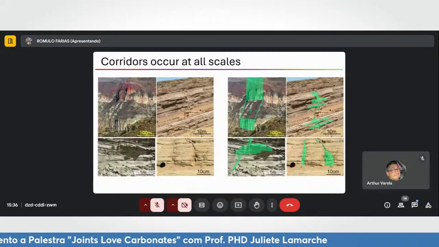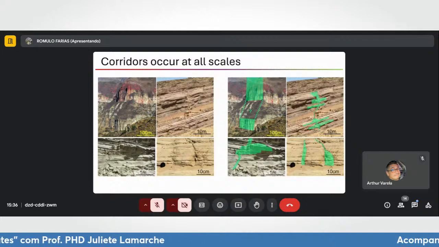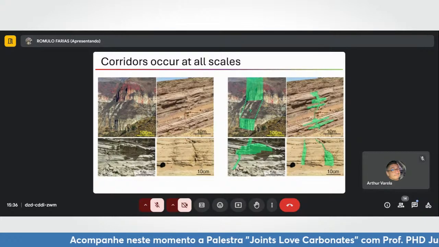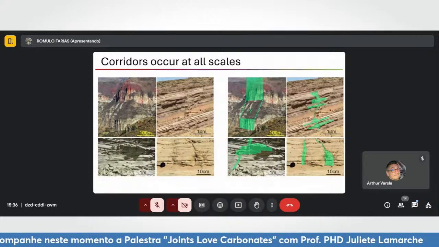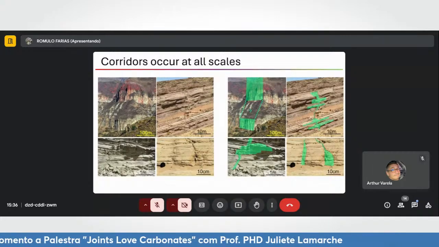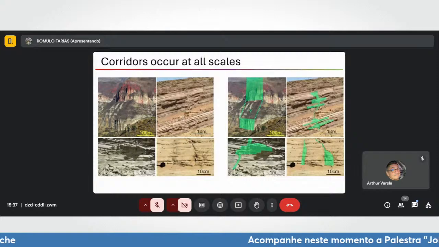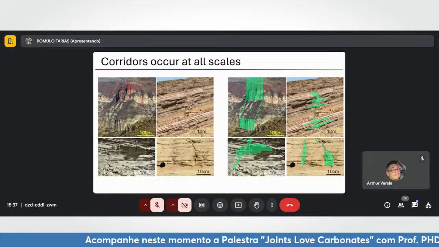And now, what about the size? What was surprising is that corridors occur at all scales. These are the pictures, and these are the same pictures with the corridors emphasized in green. So this is 100 meters. You have a full corridor going through here, a weaker bed. This is 10 meters, and we have here a corridor. This is 1 meter, and this is a corridor, and this is 10 centimeters. So we can have corridors even in a single bed.